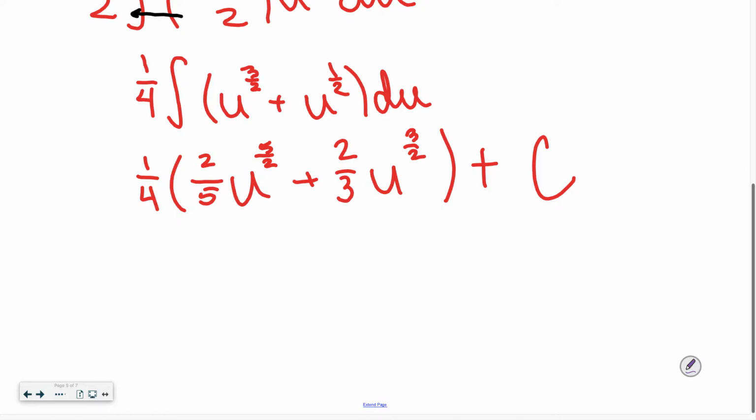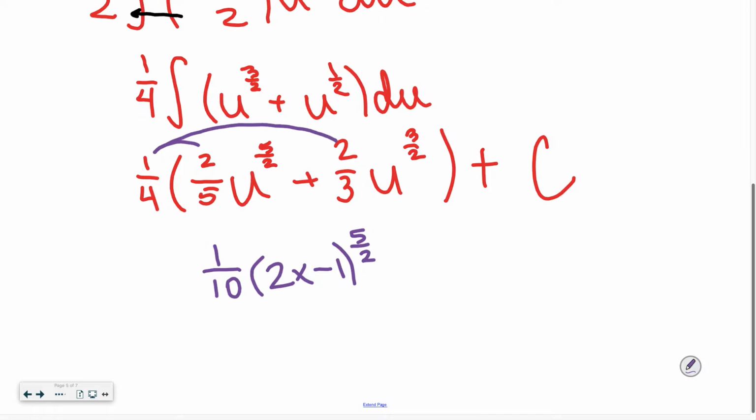Did I give you a problem with u's? Was our original problem in u's? I don't want your answer with u's, so let's change it back. First of all, what is 1/4 times 2/5? 2/20, 1/10. So 1/10 times (2x minus 1) to the 5/2, plus 1/4 times 2/3, which is 1/6, times u to the 3/2 plus c.